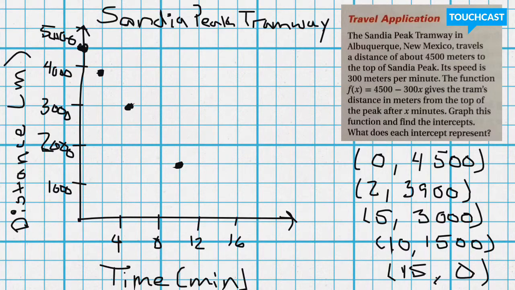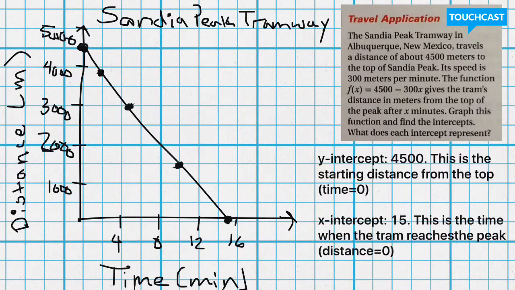And then at 15 minutes, which is between the 14 and the 16, we're at the peak. So there's no distance to the peak. Now, because we can have fractions of minutes and fractions of distance, we're going to actually connect our dots with a nice straight edge. Okay, so we've done one part of the question. We have graphed it. Now we need to explain what each intercept represents.